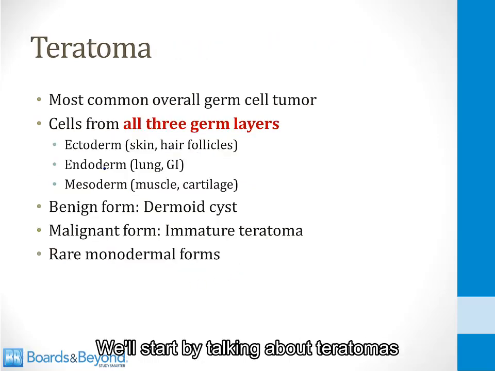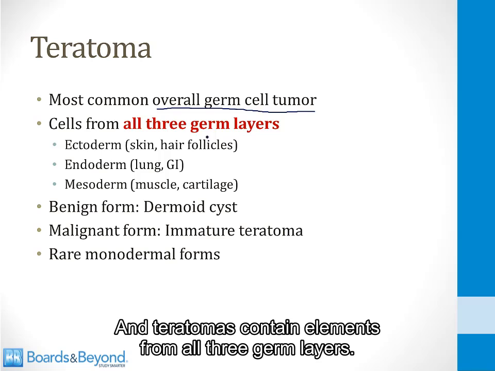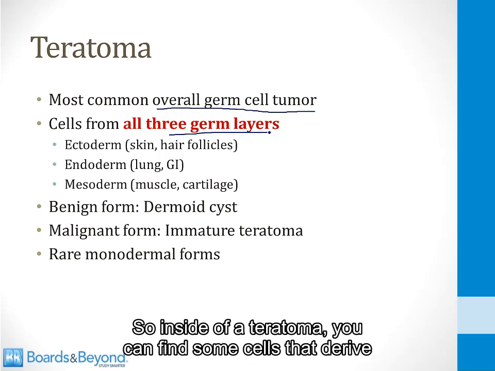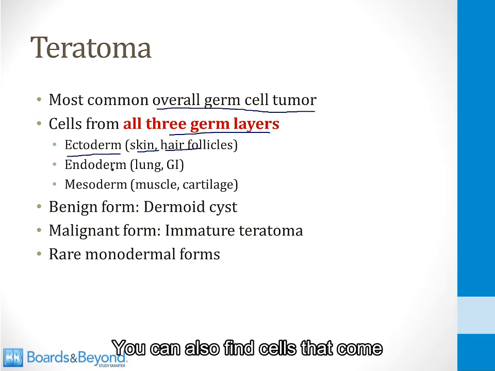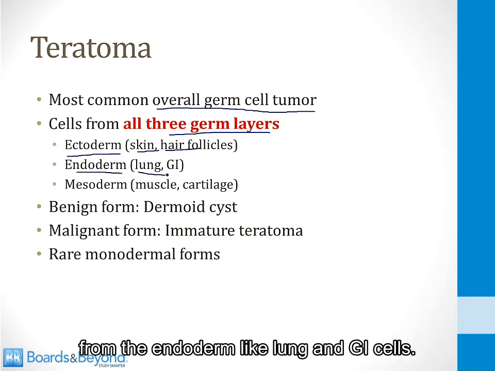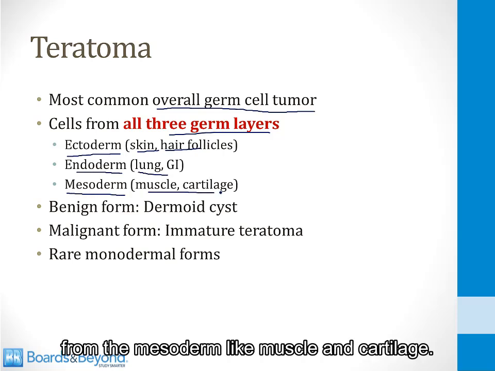We'll start by talking about teratomas, which are the most common overall ovarian germ cell tumor. And teratomas contain elements from all three germ layers. So inside of a teratoma, you can find some cells that derive from the ectoderm, like skin cells and hair follicles. You can also find cells that come from the endoderm, like lung and GI cells. And you also sometimes find cells that come from the mesoderm, like muscle and cartilage.